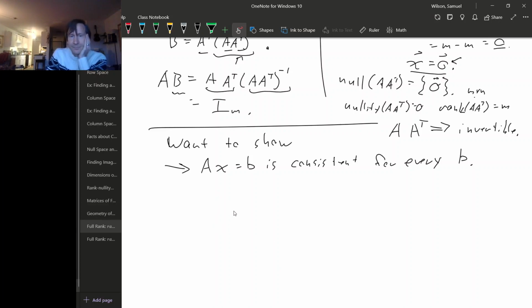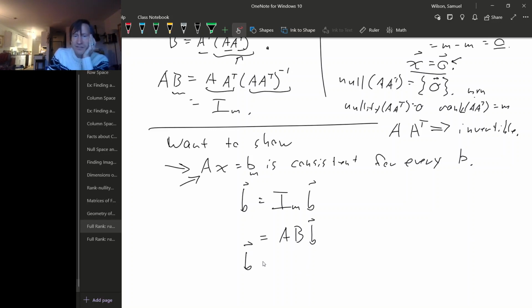Okay, so for any vector little b, that's equal to the identity of size M times the vector b. That's obvious. For this equation to make sense, b has to have M entries. So a vector is just the identity of the appropriate size times b. But this identity matrix, we can write as A times capital B times little b.